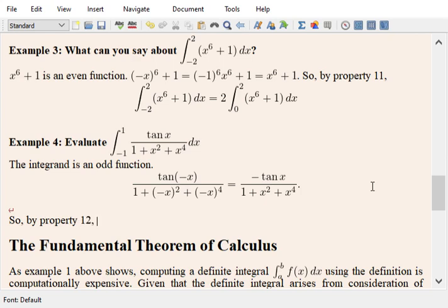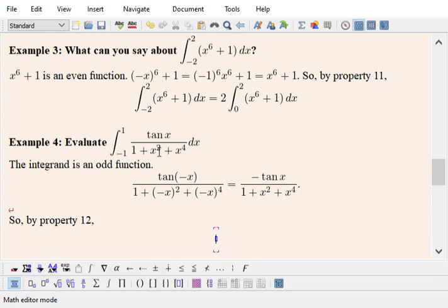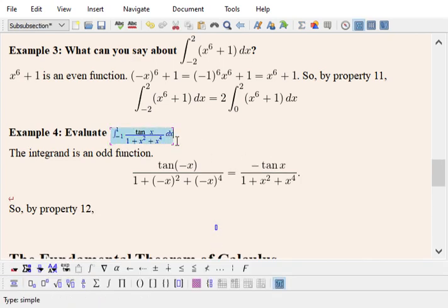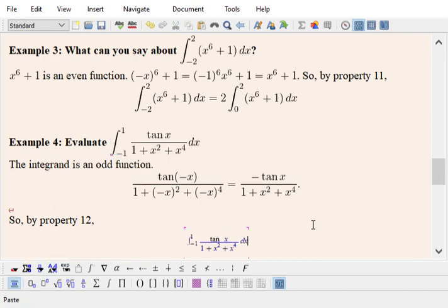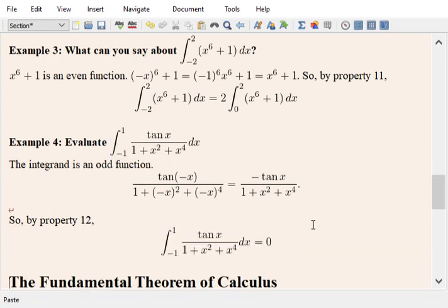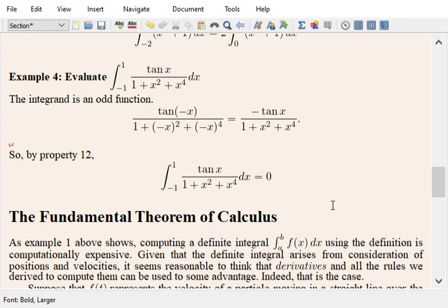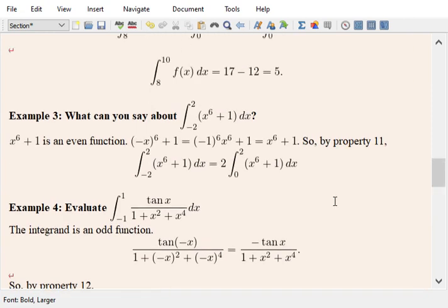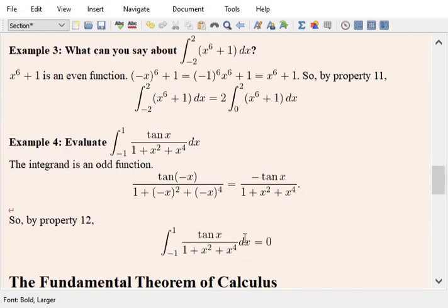So by property 12, we conclude that this is equal to 0. And how convenient for us that that is the case. So yeah, I wanted to do at least one example of these because every now and again this trick ends up being super useful, especially later on when we're going to be doing integrals with trigonometric functions.